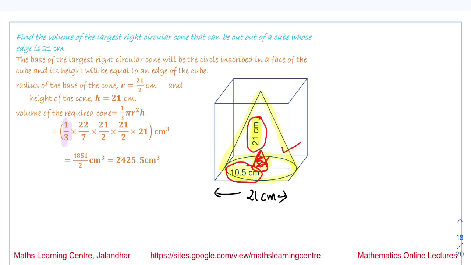So it is 1 by 3, pi is 22 by 7, radius is 21 by 2, so 21 by 2 into 21 by 2, and h is 21 centimeters. When we solve these values, we get the final answer 2425.5 centimeter cube. This is the final answer we obtain, that is the volume of the largest right circular cone that can be cut out of a cube whose edge is 21 centimeters.